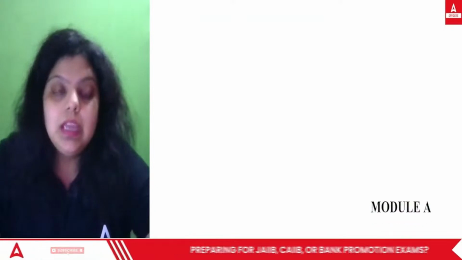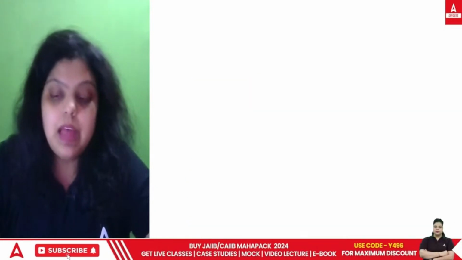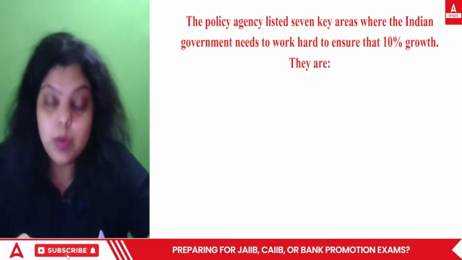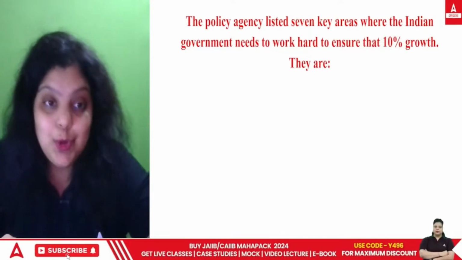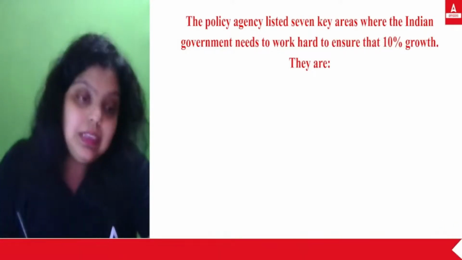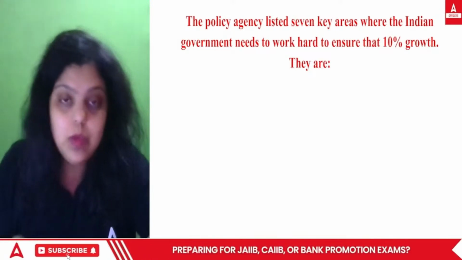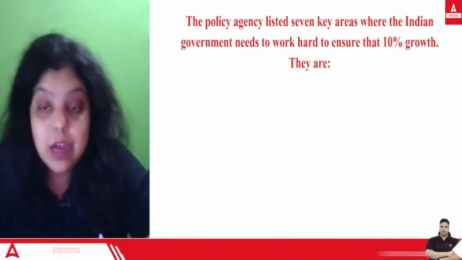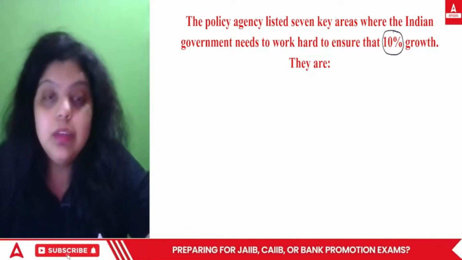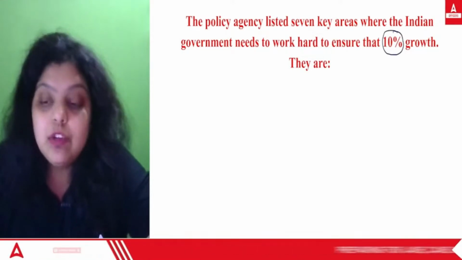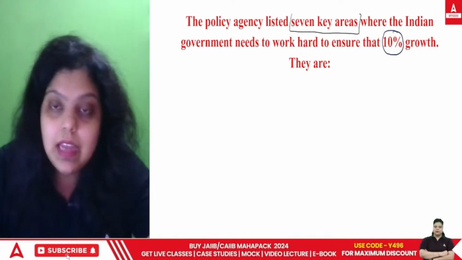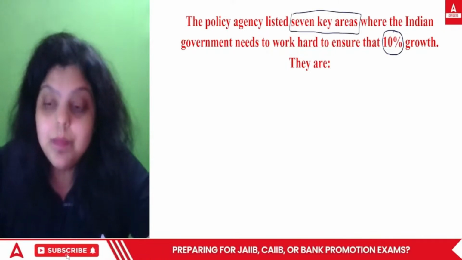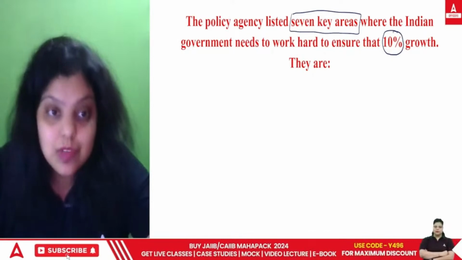So let's start. Here you can see module A, unit number 3. In this session, we will be discussing further about NITI Aayog as well as the planning commission, what the differences are, and what new strategy has been introduced by NITI Aayog. First of all, as per NITI Aayog, every country wants to grow. If the government of India wants 10% GDP growth, then there are certain key areas that have to be developed. It means if the government of our country wants 10% GDP every year, then there are 7 areas on which we have to start working.